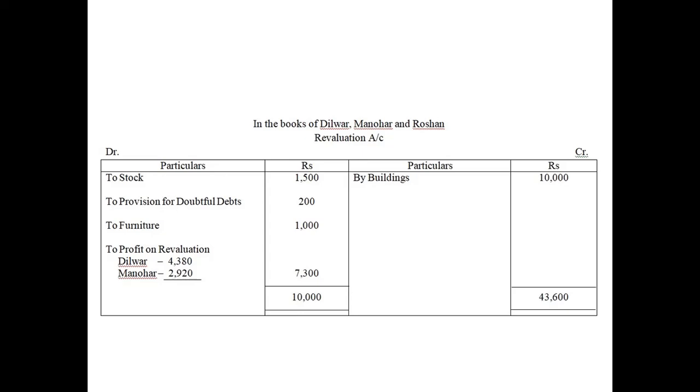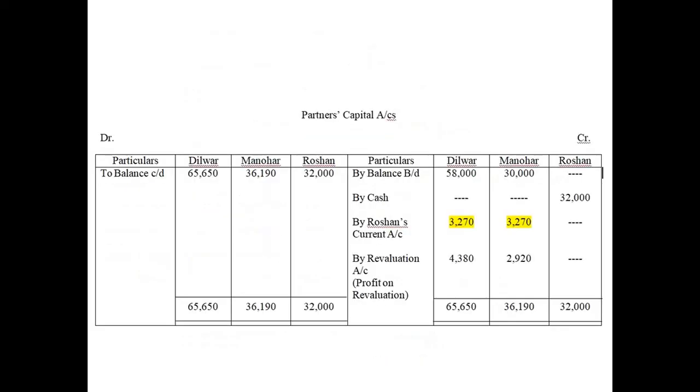This profit on revaluation is shared between Dilwar and Manohar as per their old profit sharing ratio, that is 3:2. In the WhatsApp group, I asked you to find out about hidden goodwill, isn't it? What is hidden goodwill? I asked because this question is related to hidden goodwill.